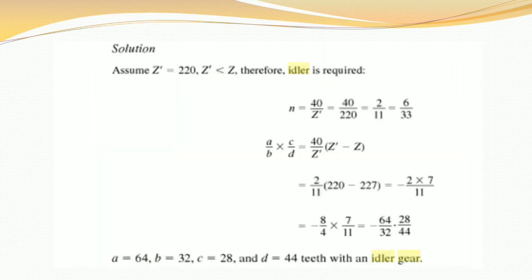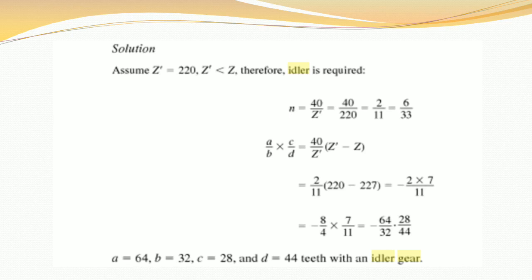Assume z prime is equal to 220, where z prime is less than z. Therefore, an idler is required. Here n is equal to 40 by z prime. That means 40 by 220, that means 2 by 11, and you can write it as 6 by 33.